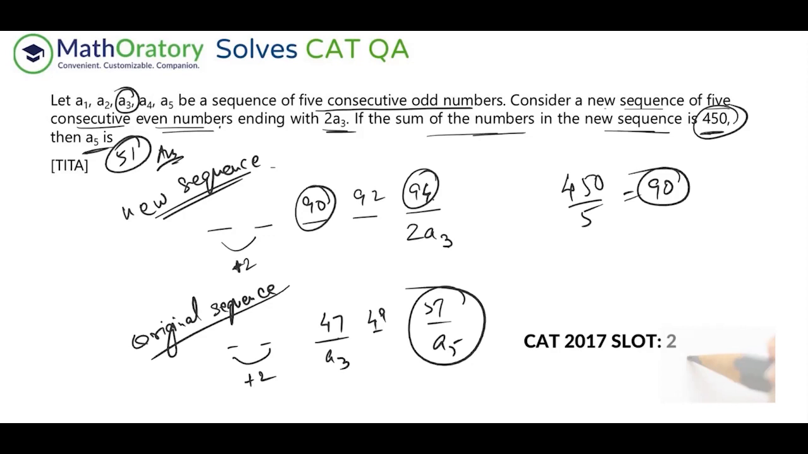So you add 2 twice to get this 94. So that is 2A3. So A3 is 47. And again, adding 4 to that will result in A5. So it becomes very easy to solve if you understand these ideas. The average of an AP series is either the average of the first term and last term or the middle term. Always remember that. A lot of different AP problems can use this idea.